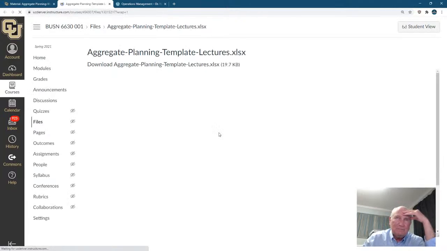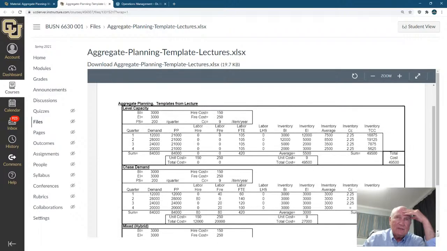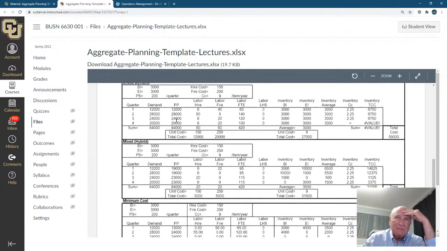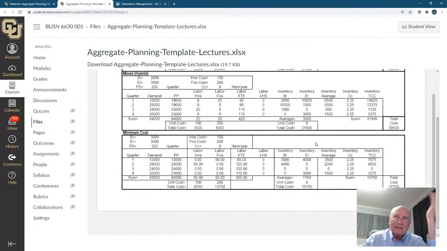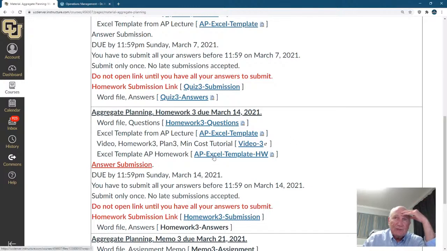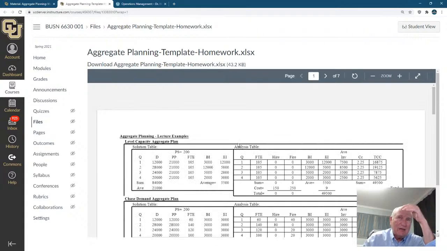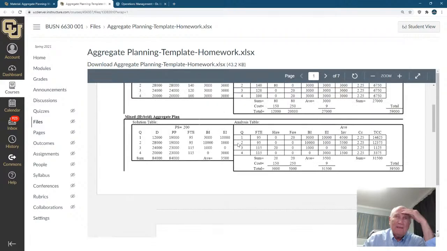Let me just open this up. I think I covered this, when I went through, this talks about the level capacity, chase demand, mixed, and minimum cost. It's how to solve the things. So that's what that does. But this one is different. This one's for the homework. When you open this up, this is in my website, but I copied it here just to emphasize it.